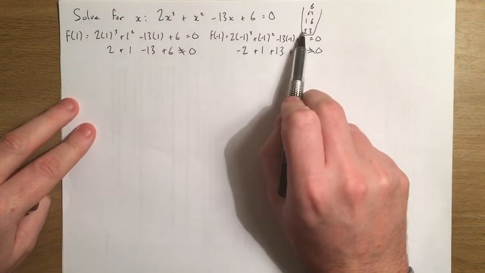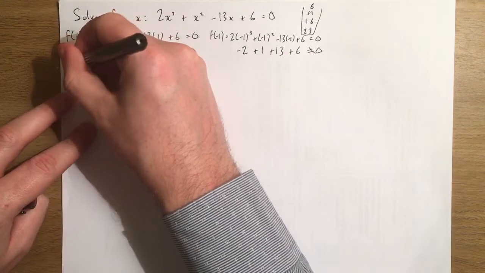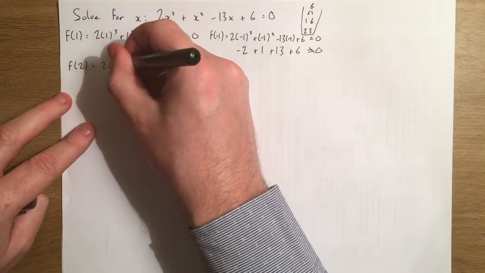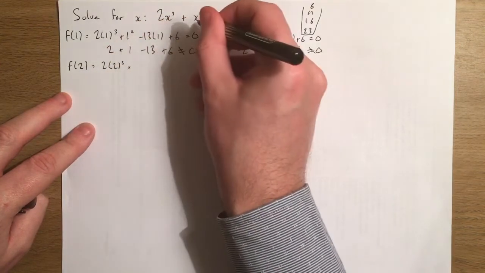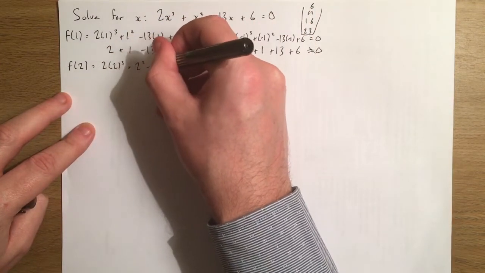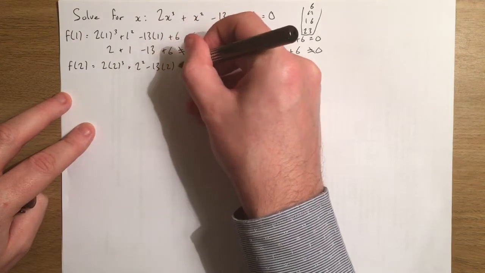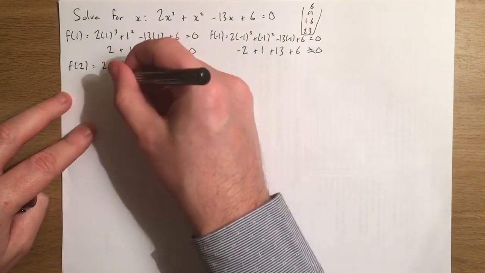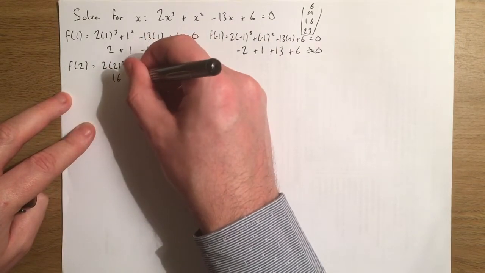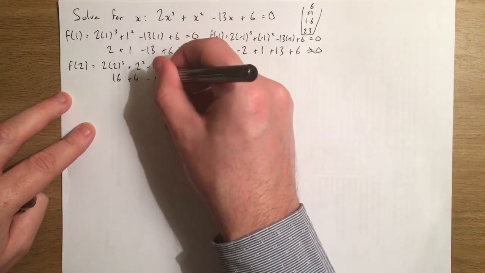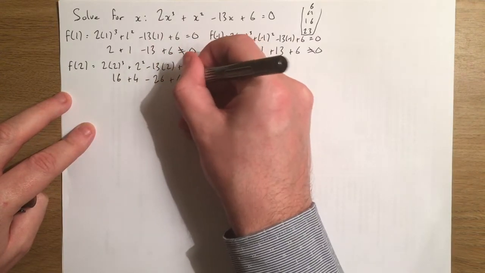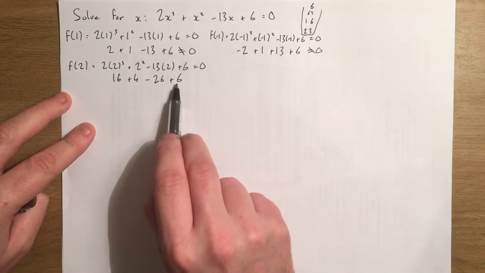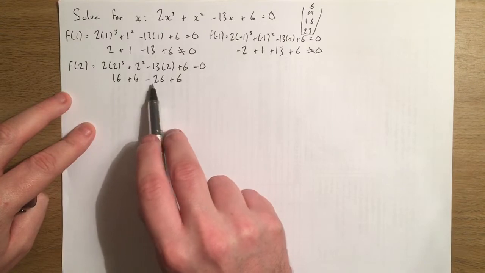So now we're going to try 2, and then minus 2 if that doesn't work. So f of 2 is 2 times 2 cubed plus 2 squared minus 13 times 2 plus 6. Is that equal to 0? So 2 cubed is 8. 2 times 8 is 16. 2 squared is 4, minus 13 times 2 is 26, plus 6. 16 plus 4 is 20, 20 plus 6 is 26, minus 26 is 0.